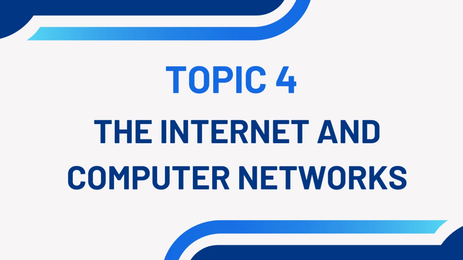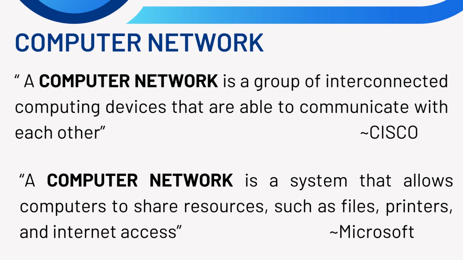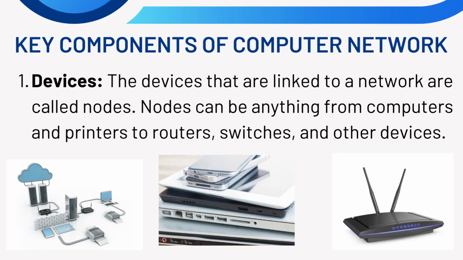As defined by Cisco, a computer network is a group of interconnected computing devices that are able to communicate with each other. Microsoft defines a computer network as a system that allows computers to share resources, such as files, printers, and Internet access. The key components of a computer network are 1. Devices. The devices that are linked to a network are called nodes. Nodes can be anything from computers and printers to routers, switches, and other devices.